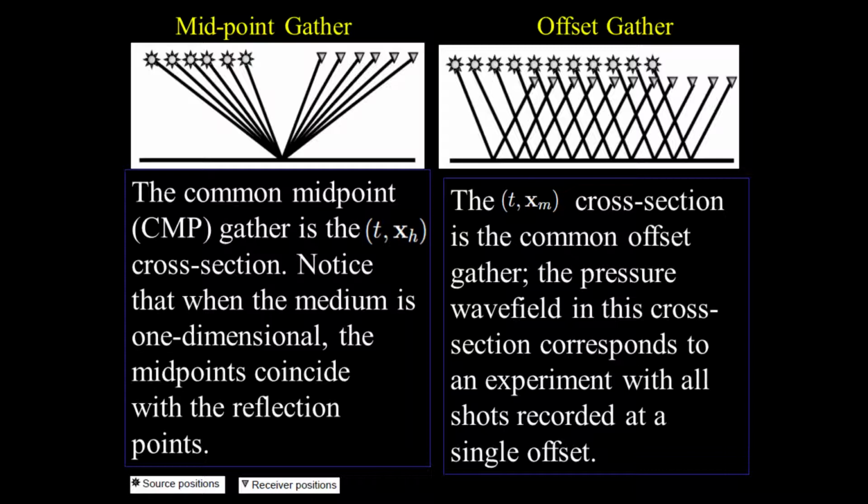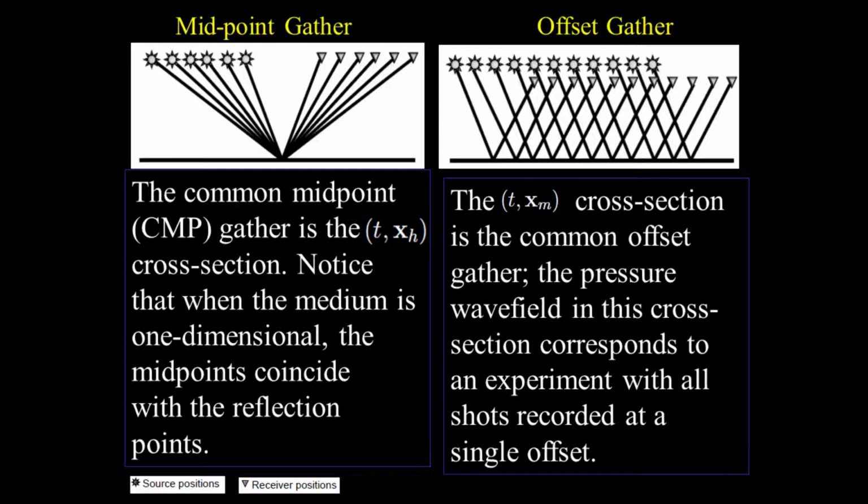The left figure shows the experiment corresponding to a CMP gather. The variable in the CMP gather is the distance between the source and receiver, called the offset. Again, a near offset is the distance between the source and the nearest receiver, whereas a far offset is the distance between the source and the farthest receiver.